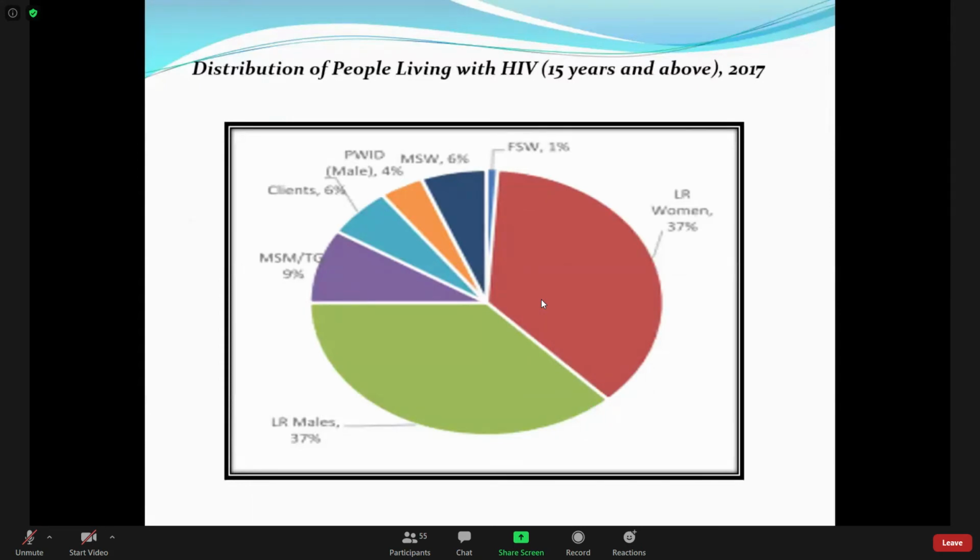Low risk male, but in high risk groups, MSM is 9%, client of sex worker 6%, similarly male sex worker 6%. So in this high risk group or defined subpopulation, if the prevalence is more than 5%, that is not the generalized HIV epidemic. That is called concentrated HIV epidemic. In a subdefined population, if the prevalence of HIV is more than 5%, that is called concentrated HIV epidemic.